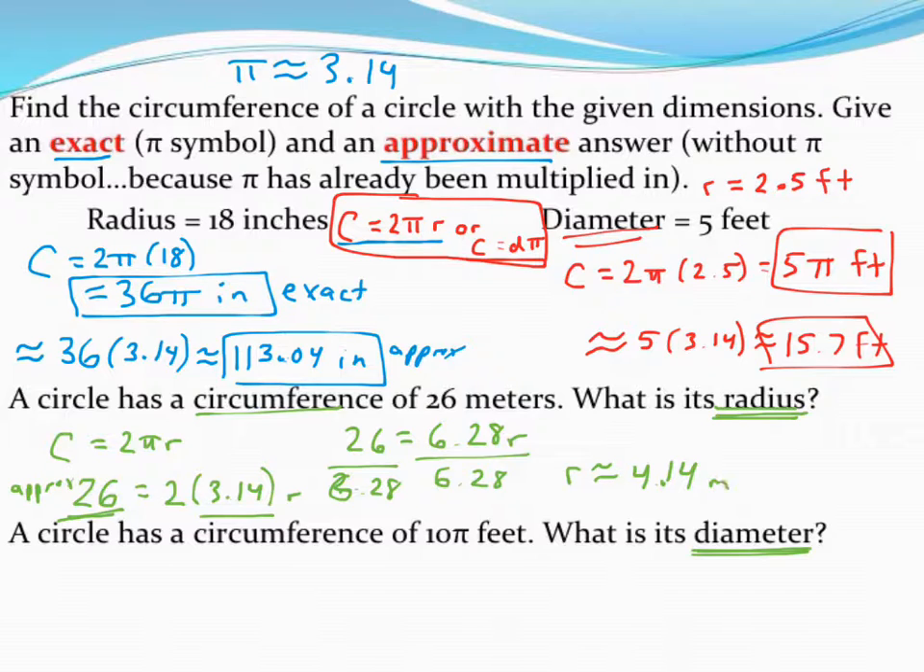Once again, double check what they've asked you to find. This time they did ask us for radius, so we're done when we have that. Sometimes they ask for other things like diameter, or even tomorrow they may ask us to go a step further and find the area. So one last one we'll take a look at.